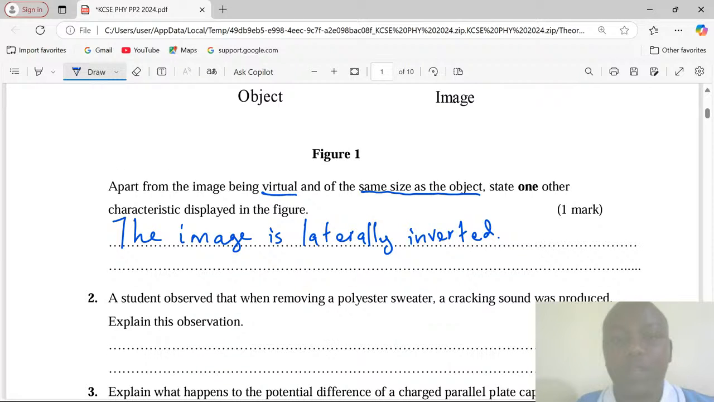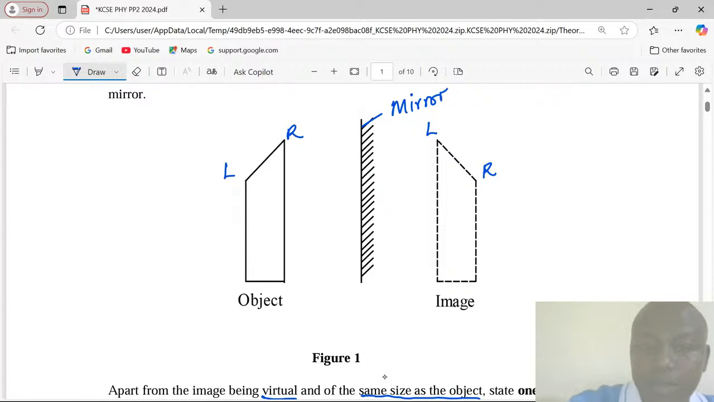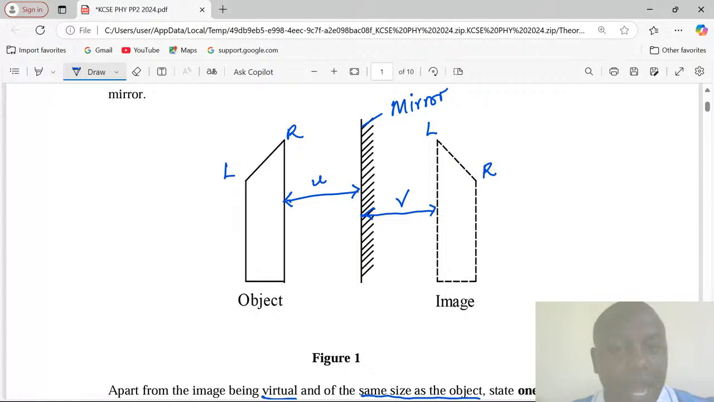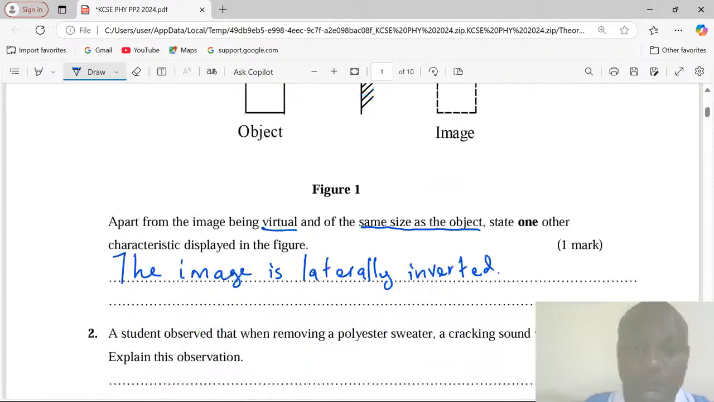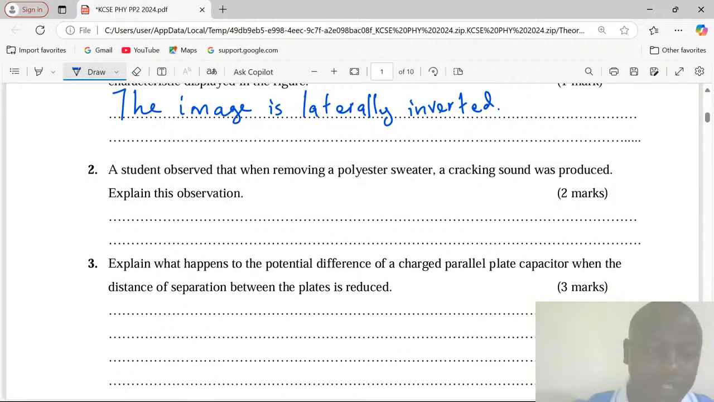As you can see, it is usually an equal distance from the mirror to where the object is placed. The image is formed at an equal distance but behind the mirror. Therefore, we say the image is as far behind the mirror as the object is in front of the mirror. That's another property among others. Let's look at number 2.